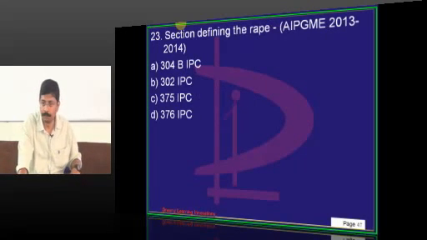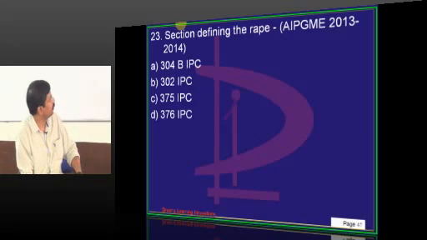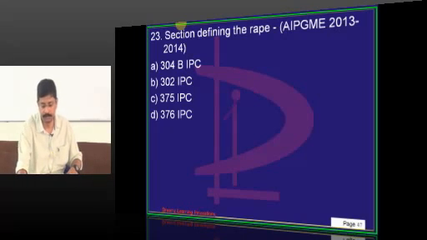Section defining rape: 375. 304B is dowry death, 302 is punishment for murder, 375 is the definition of rape, 376 is punishment for rape.